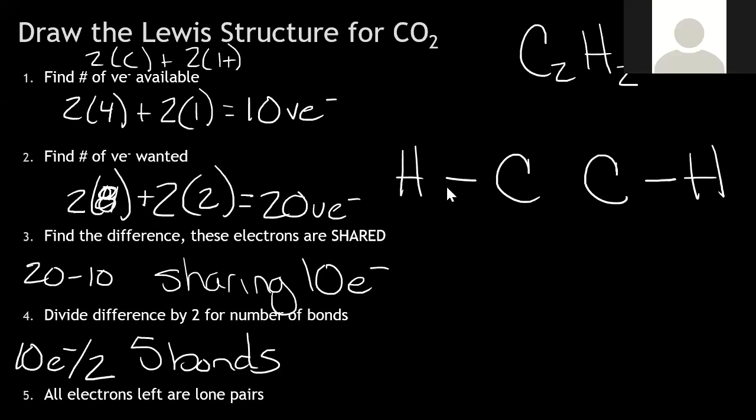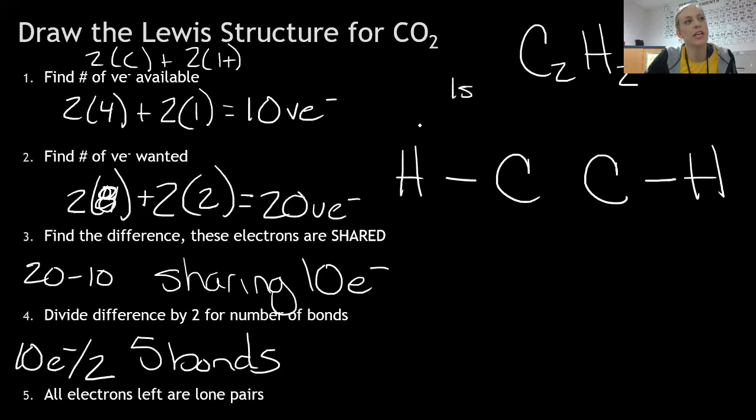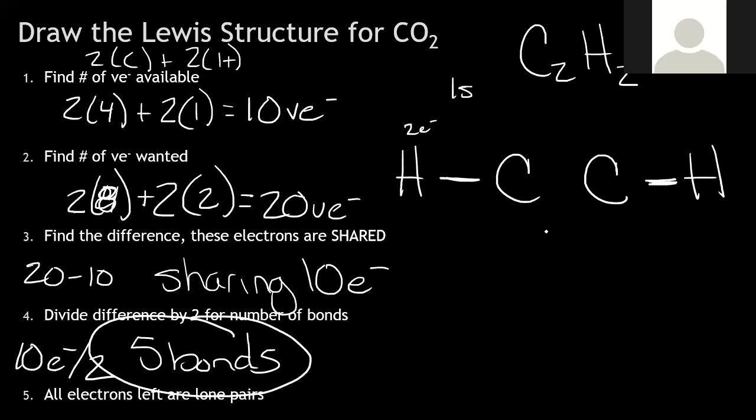No. Why not? Because hydrogen only has the 1s shell, which means it can only have 2 electrons total, right? Yeah, it can only have 2 electrons. So this bond is all of the electrons it can have. Same for this one. So if I need to put 5 bonds down, what has to happen between the carbons?